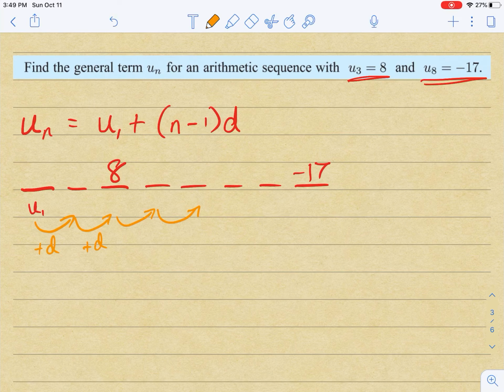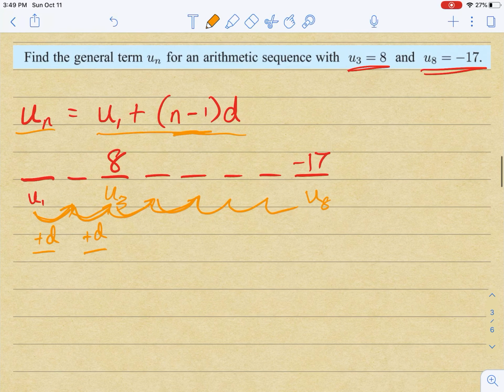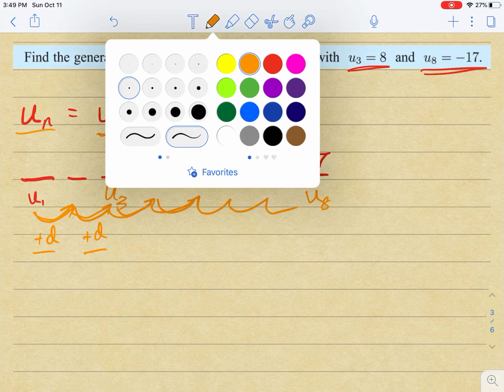So, in order to get from U1 to U3, I have to add two lots of the difference. And that's where this general formula comes in. Position 3, I add two lots of the difference, one less than the 3. In order to get to position 8, term number 8, what I'm adding is 1, 2, 3, 4, 5, 6, 7 lots of D. So let's put those two bits of information into this general formula.